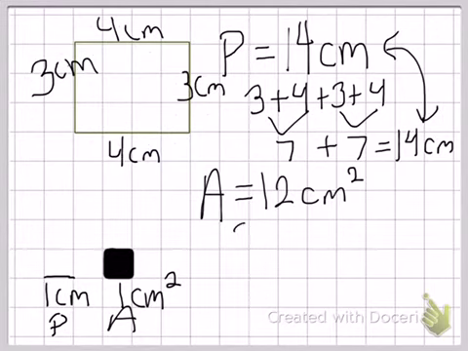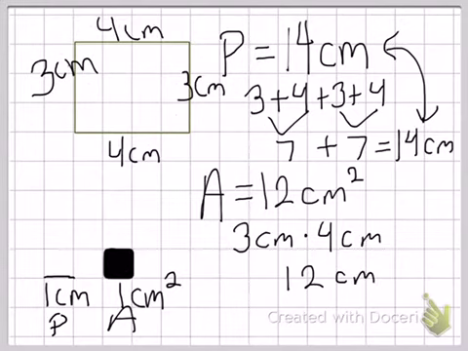So the way that looks is we take 3 centimeters, we multiply it using our dot, of course, times 4 centimeters, and 3 times 4 gives us 12. And when we multiply centimeters times centimeters, the answer becomes centimeters squared. So this is great because it's checking out here as well.